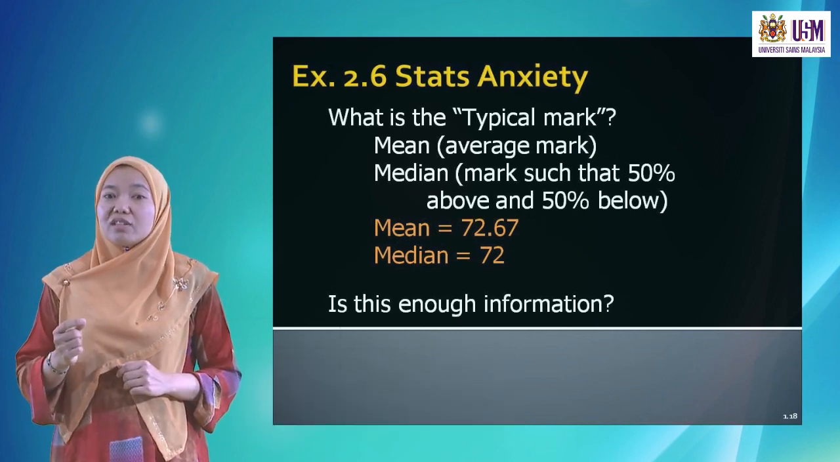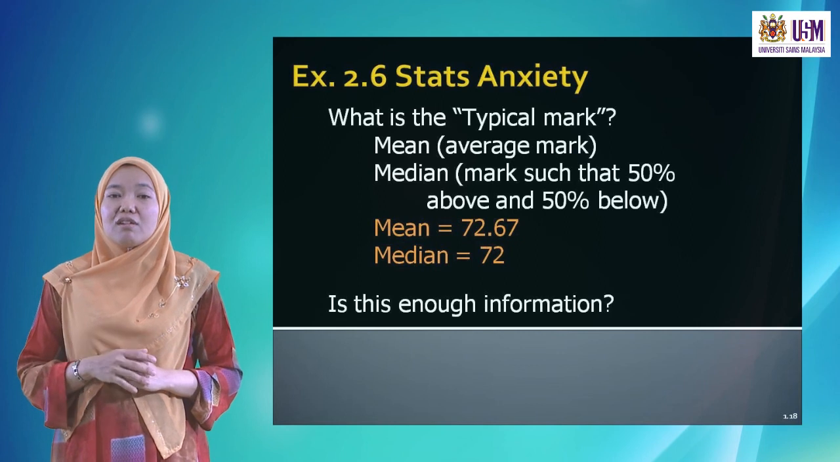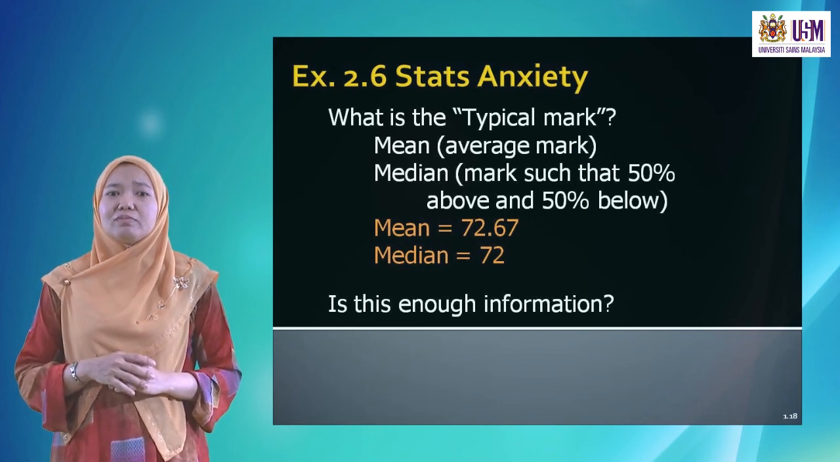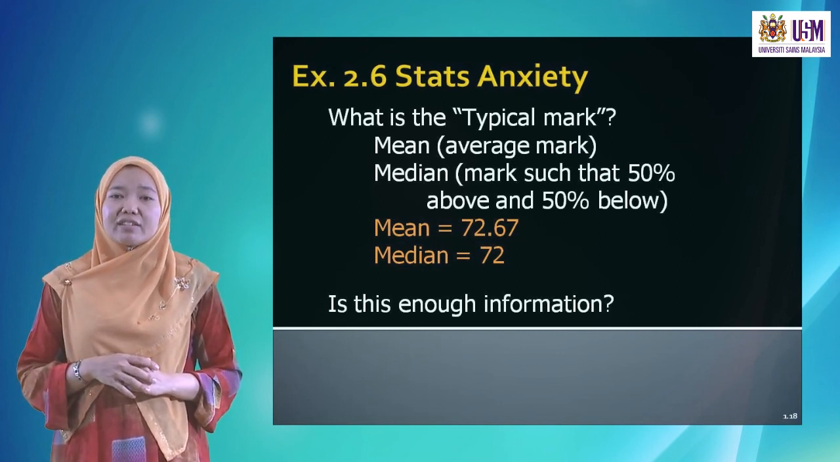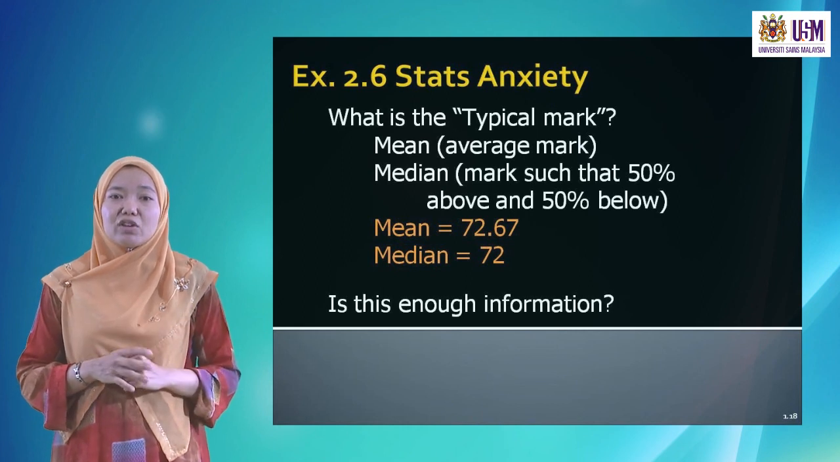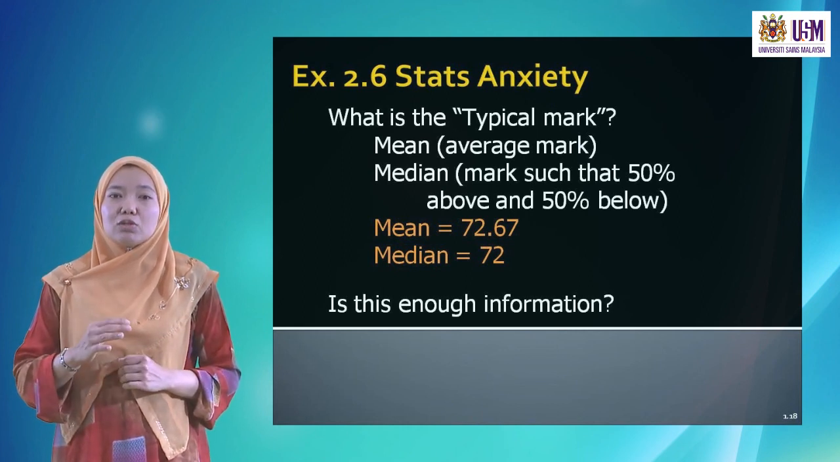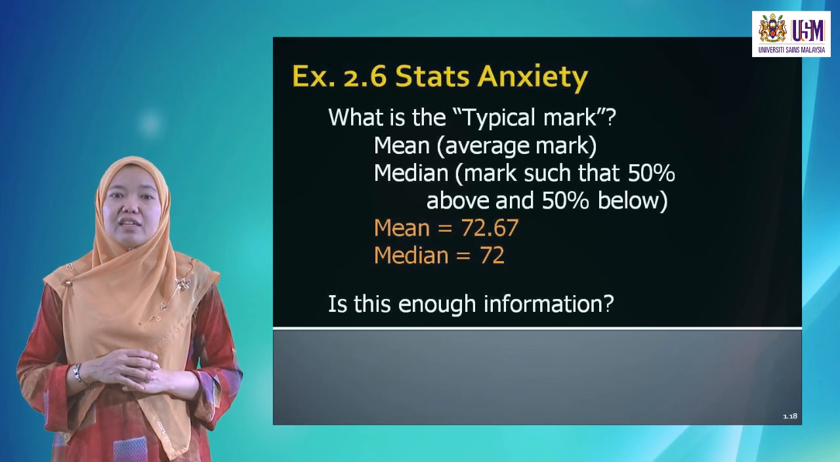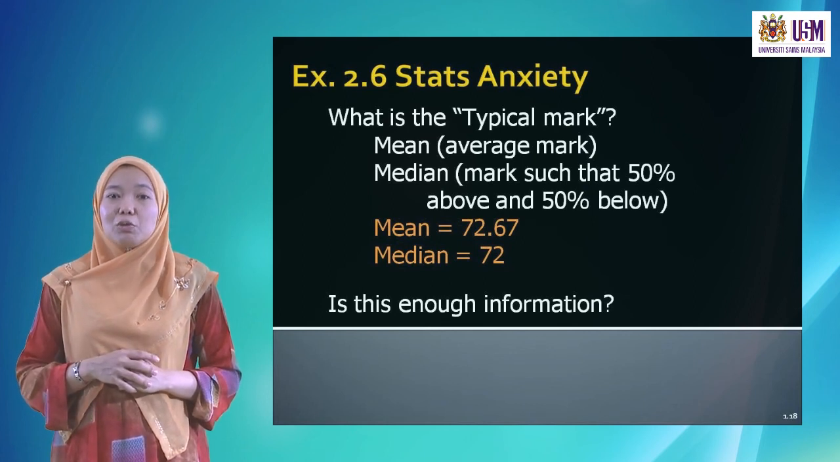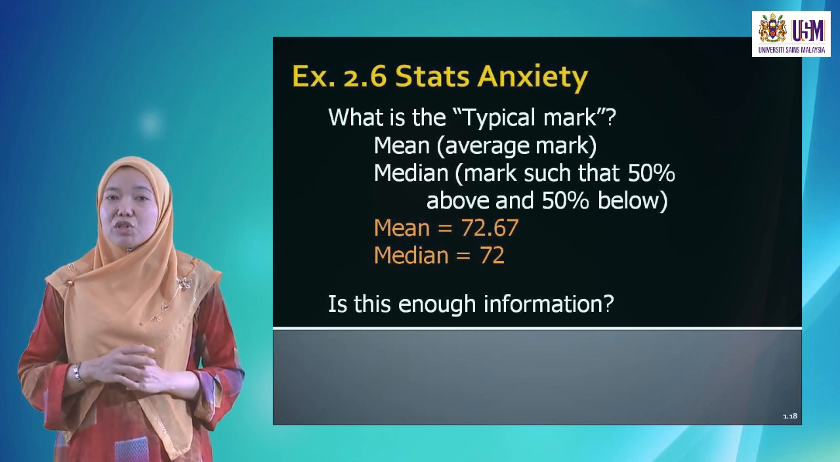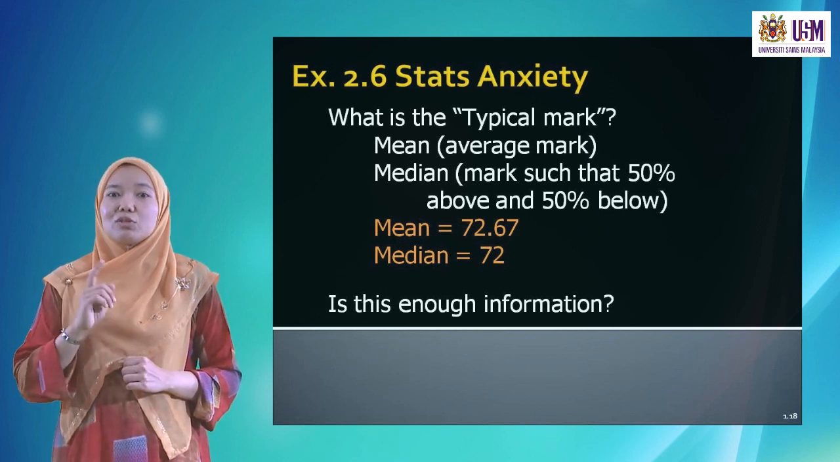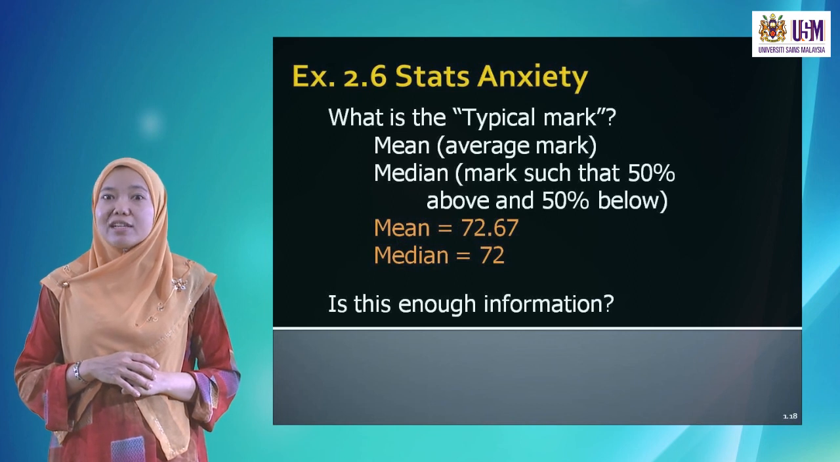is 72.67% or roughly 73%. While the median, the mark such that half the students got marks below and half got marks above, is 72%. But the question now is, is this enough information for you? That's another question that I leave for you to answer.